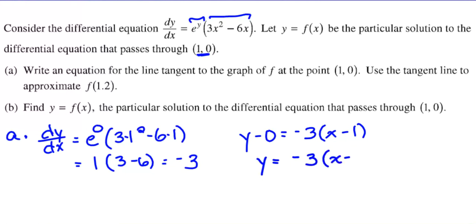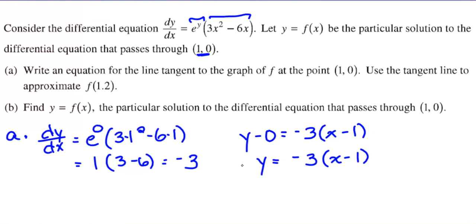I am going to leave this in factored form, though, because typically it's easier to figure out. They're going to give you a decimal, but that decimal is always going to be close to that x value. So it's easier to leave it in factored form because that's going to give you a smaller number that you have to multiply by negative 3, instead of having to multiply it by negative 3 and then subtract, in this case, add 3 to it, okay?